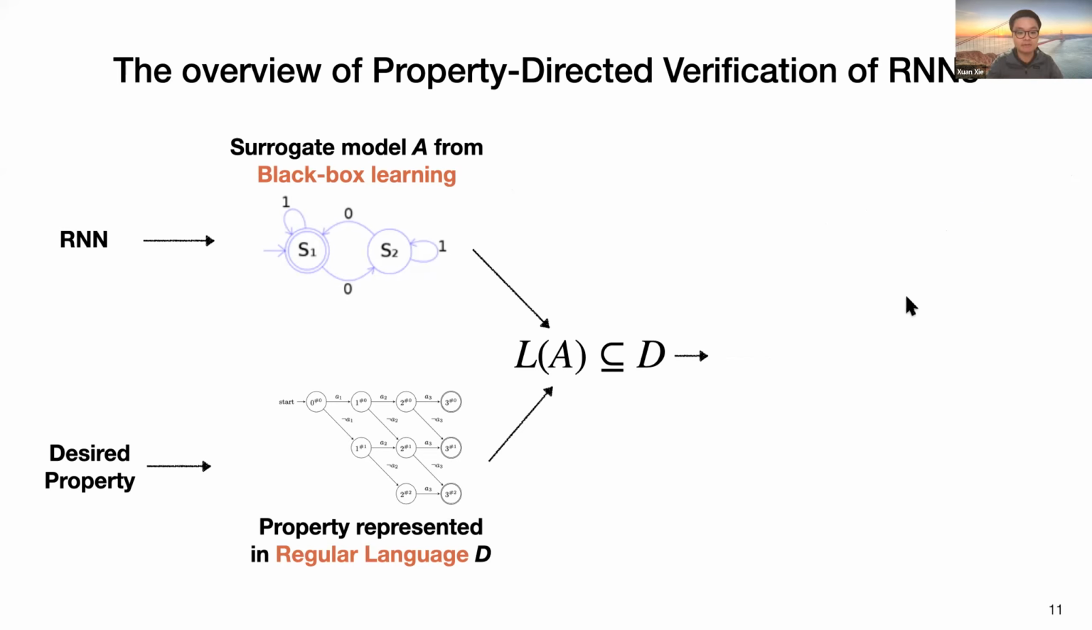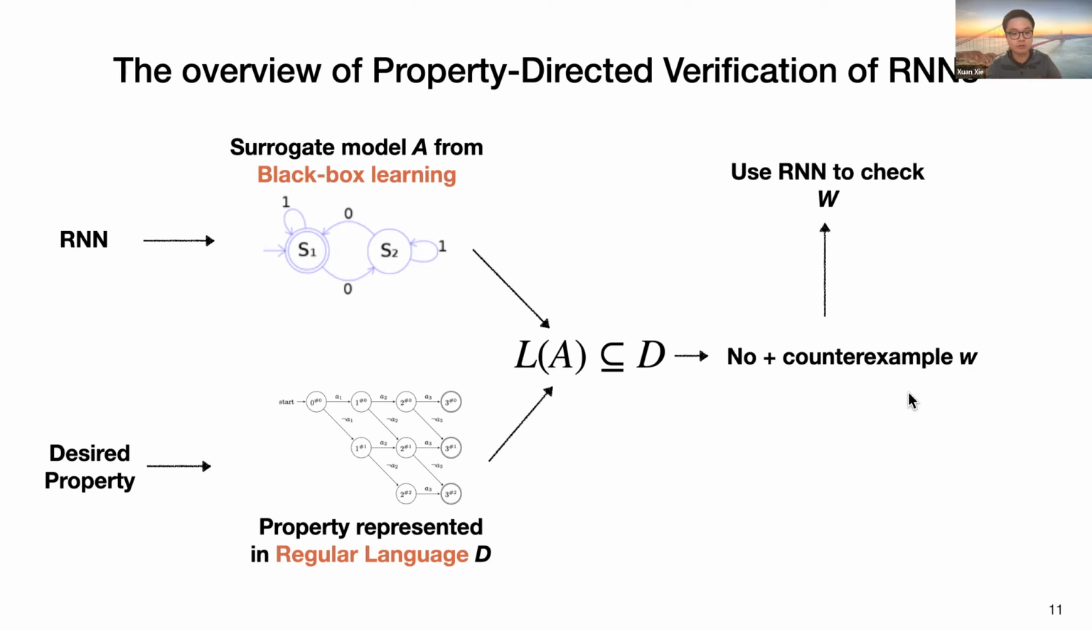And let us consider the case of no with counterexample. Notice that the surrogate model can be imprecise, which means that the counterexample W can be a false alarm. Therefore, we use the RNN to check whether indeed W has a different prediction. If it is a false positive, we feed it back to our black box learning algorithm to refine the surrogate model. Otherwise, we return the result, claiming that a counterexample is found.